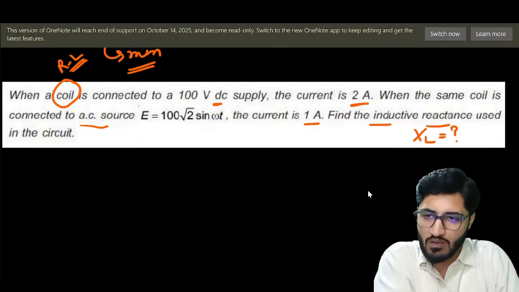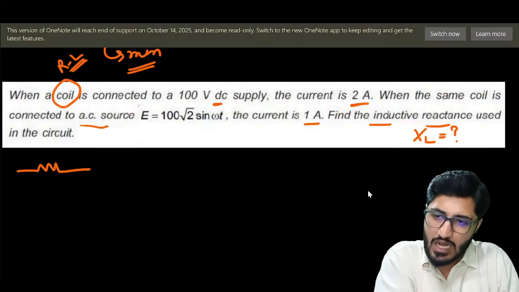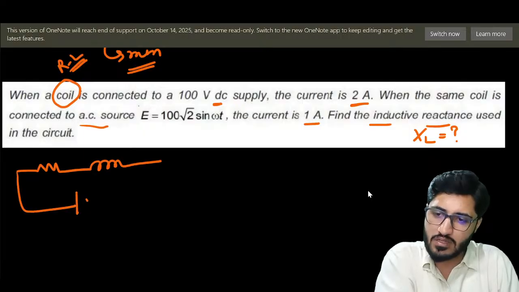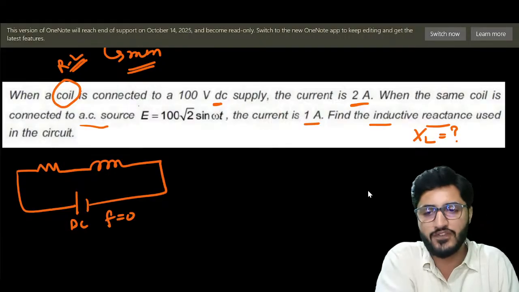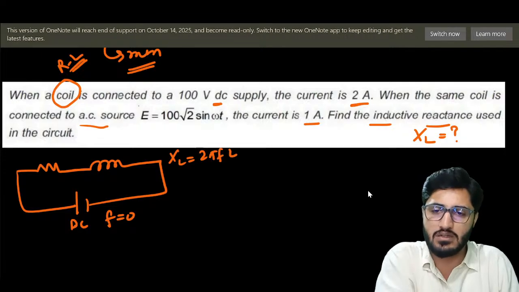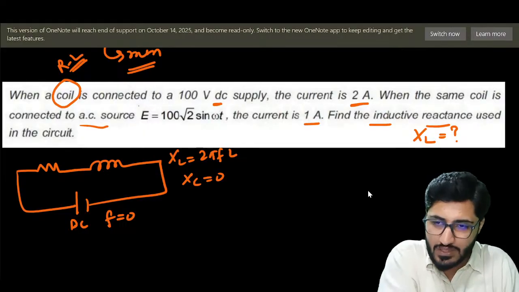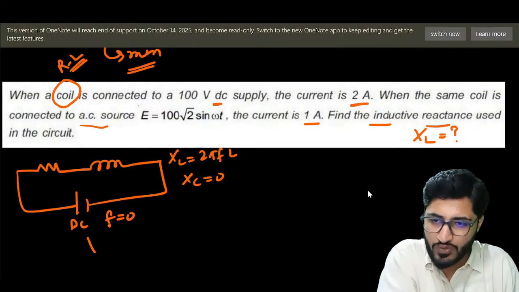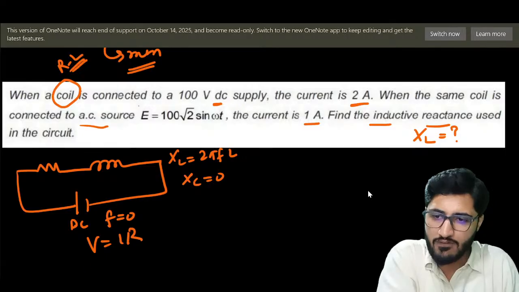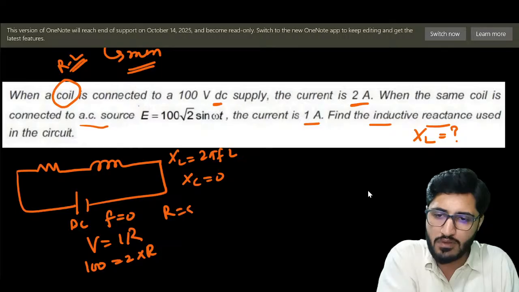Look now. This is my R, this is my L connected with DC supply. DC means frequency 0. If frequency is 0, what is XL? 2 pi F times L, so my XL is 0. So what is the resistance now? We know that V equals IR. V is 100, I is 2, R we don't know. So my R came out to be 50 ohm.